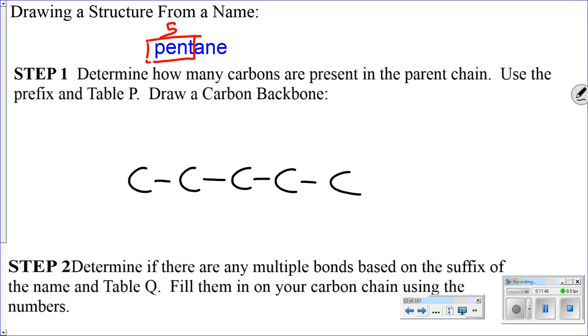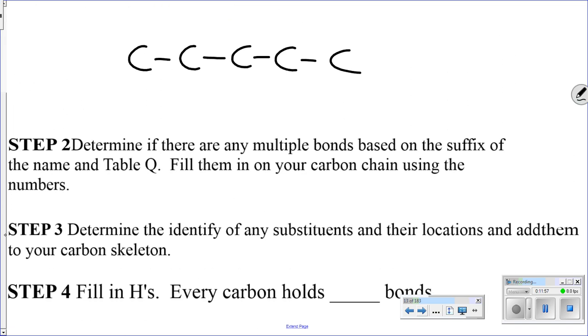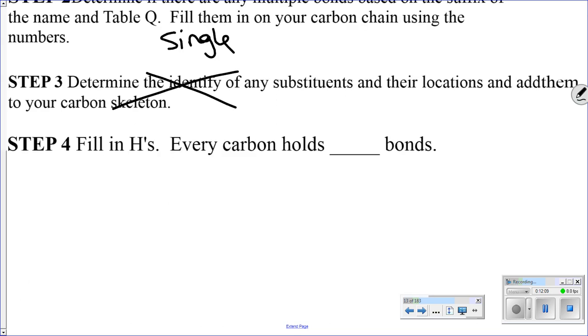Then you determine if you have any multiple bonds, substituents, anything like that. Ane tells me these are all single bonds, so I leave them as is. So at this point, I've determined if I have any multiple bonds. I'm done with that. These are all single. I have no substituents. There's no methyl or ethyl in the name. Now, every single carbon has to hold 4 bonds. So if we don't have multiple bonds or substituents, we fill those in with hydrogens.